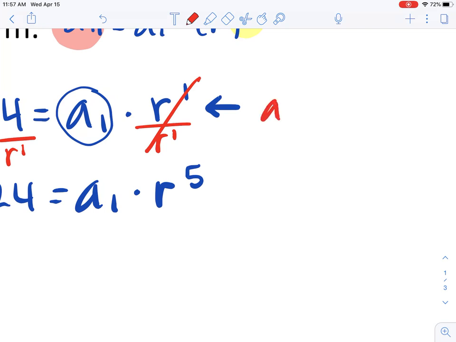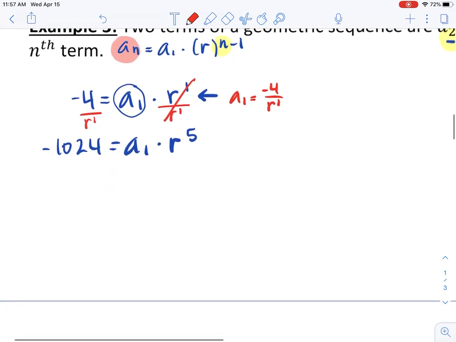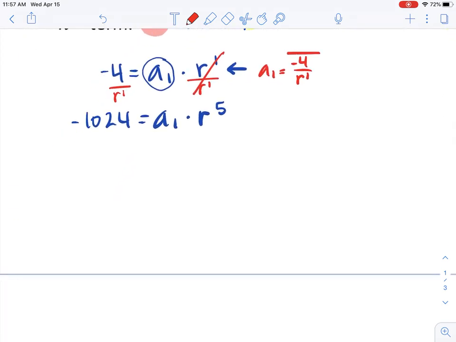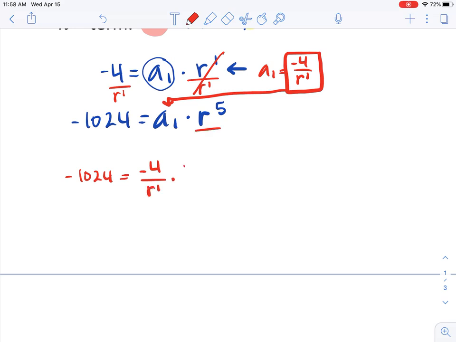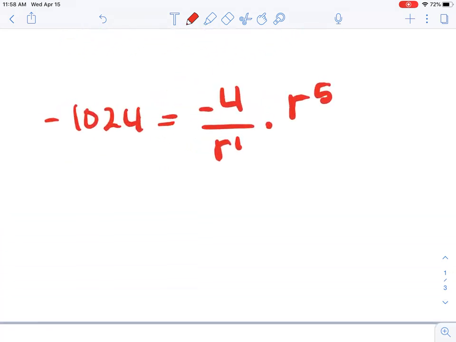All right, so now I know that a sub 1 is equal to negative 4 over r to the first power. Now that I know that, I can substitute this in for a sub 1 right here. So now I have negative 1024 is equal to negative 4 over r to the first times r to the fifth. Now I have to clean this up.